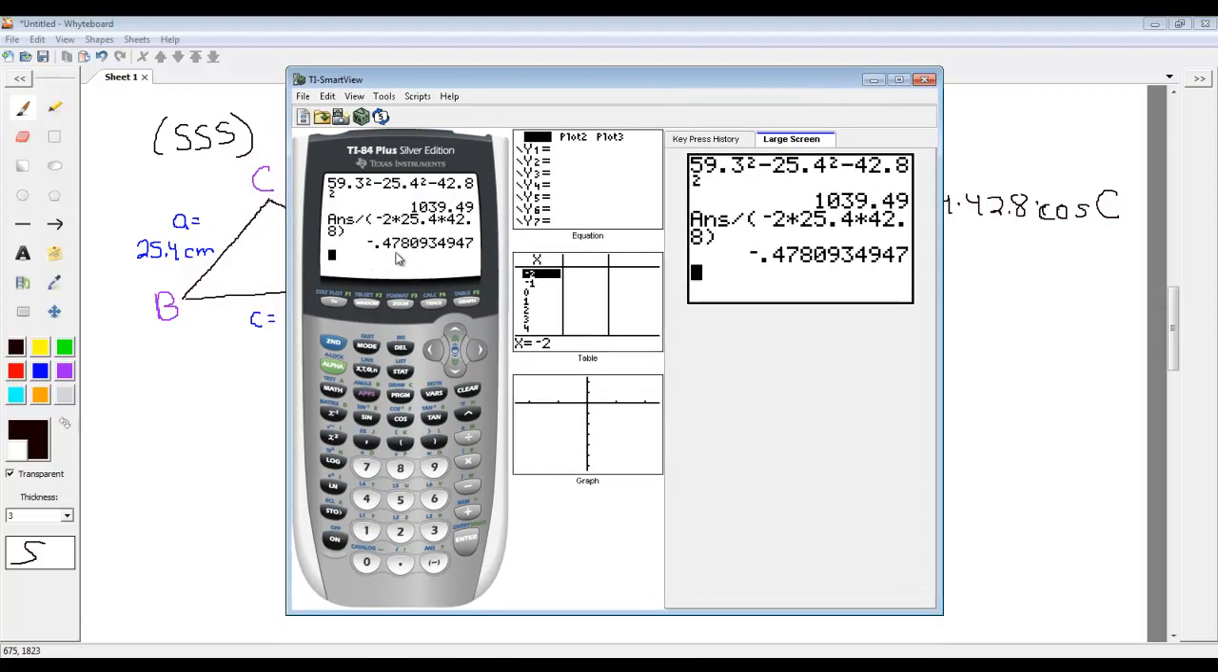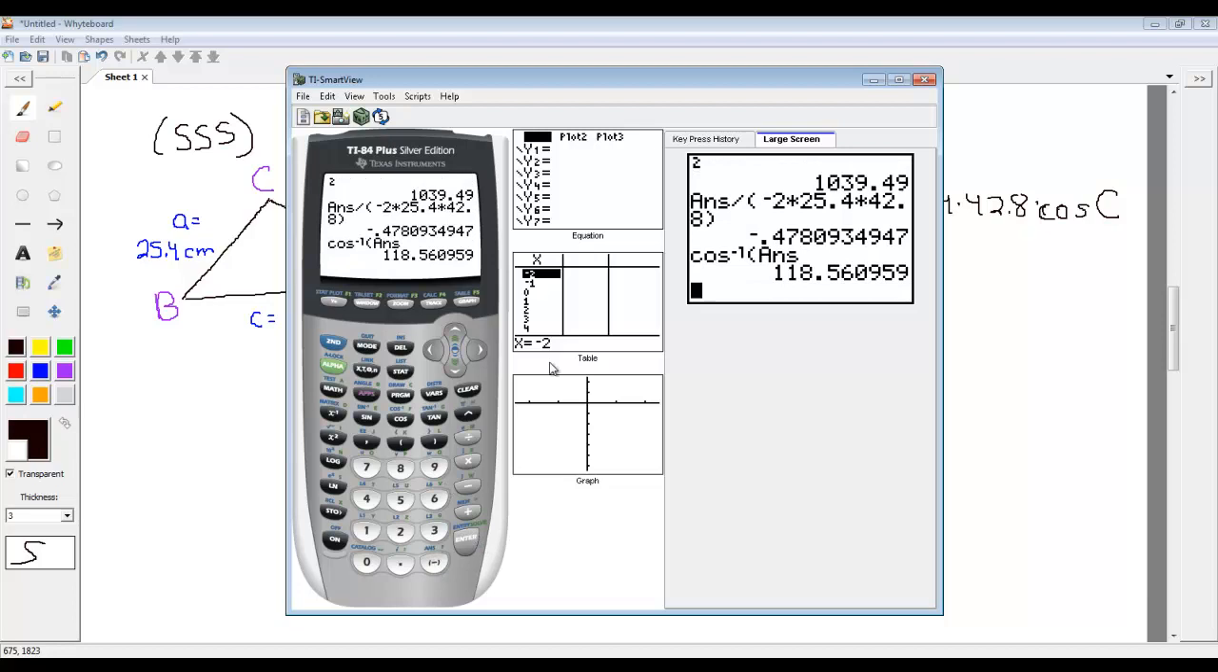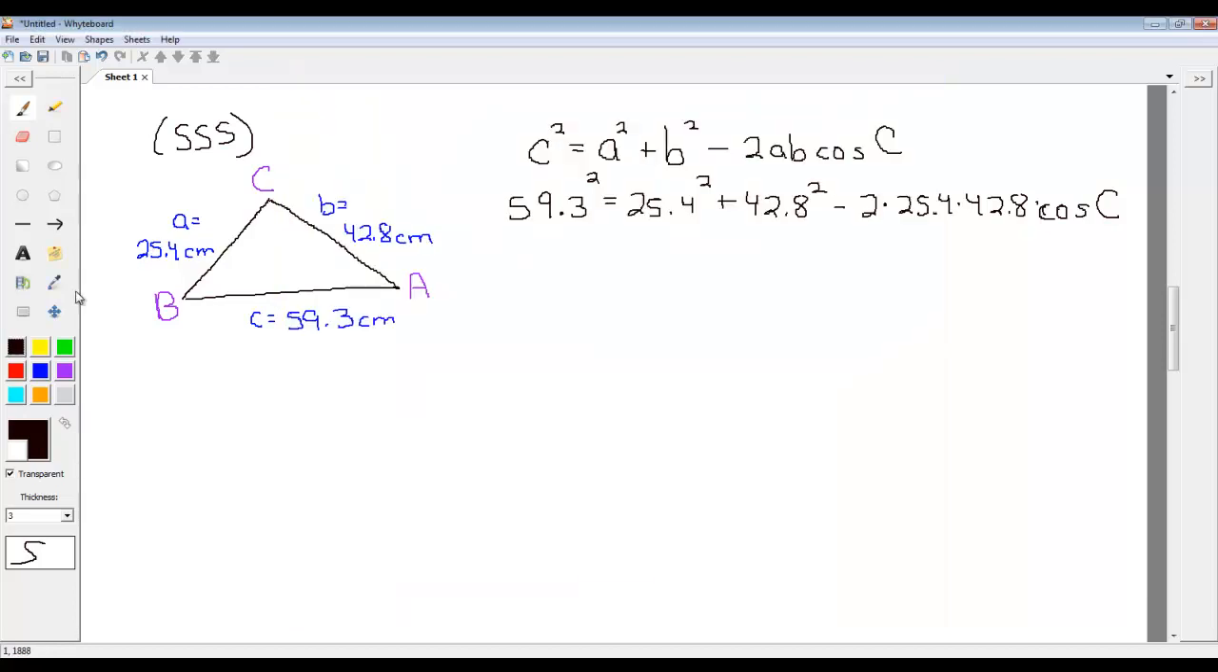And it turns out this is negative, which means that the angle would end up being in quadrant 2, so you'd end up with an obtuse angle. You do inverse cosine of that answer, and there you go. You get 118.6 degrees for C. Okay, then from there on, since you know that one's obtuse, you know the other two angles have to be acute, because we're dealing with triangles here.